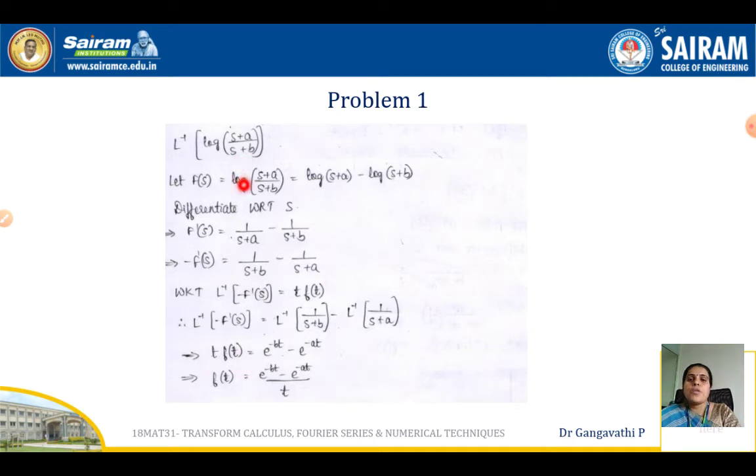plus b). Since the function has only the s terms along with the constants a and b, we can come to the conclusion that the given function is F of s, and that is log of (s plus a) by (s plus b). So consider F of s equal to this, and use the properties of logarithm in such a way: log of (s plus a) minus log of (s plus b).